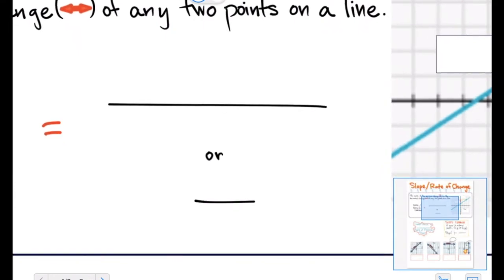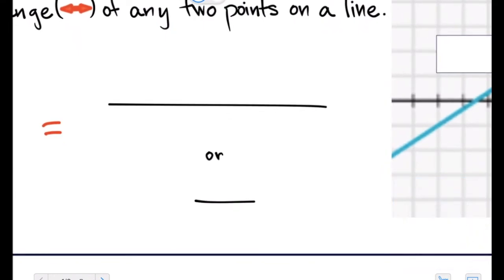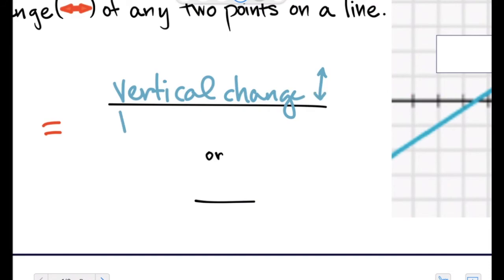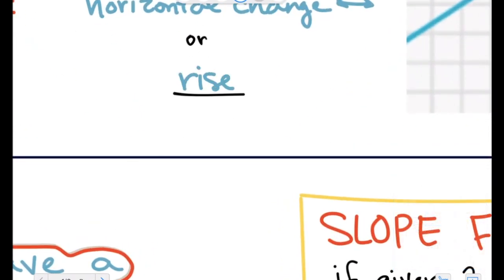So slope, and I'm going to pretty much use slope and rate of change synonymously. So know that if I say rate of change, I'm talking about slope. And if I say slope, I'm talking about rate of change. So we're going to write this as a ratio of the vertical change, which is your up and down, to the horizontal change, which is left and right. Sometimes you'll hear the term rise, because if you think about rise, it's a movement up or down, to run. So rise, again, is your up and down movement, to the run, which is your left and right movement.